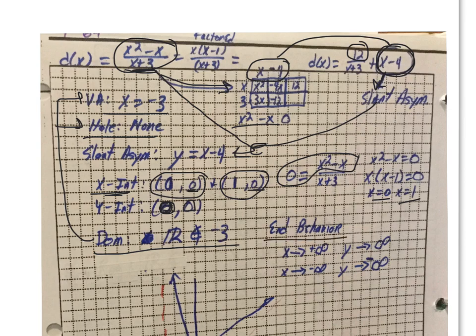End behavior. Since this graph has a slant asymptote, that means as x gets larger, y is going to approach that slant asymptote, but that slant asymptote is increasing. Therefore, y is going to go to positive infinity, and we'll take a look at this on the graph in just a minute. And as x goes to negative infinity, y is going to approach that slant asymptote, but since it's getting smaller in the negative direction, y is going to go to negative infinity.